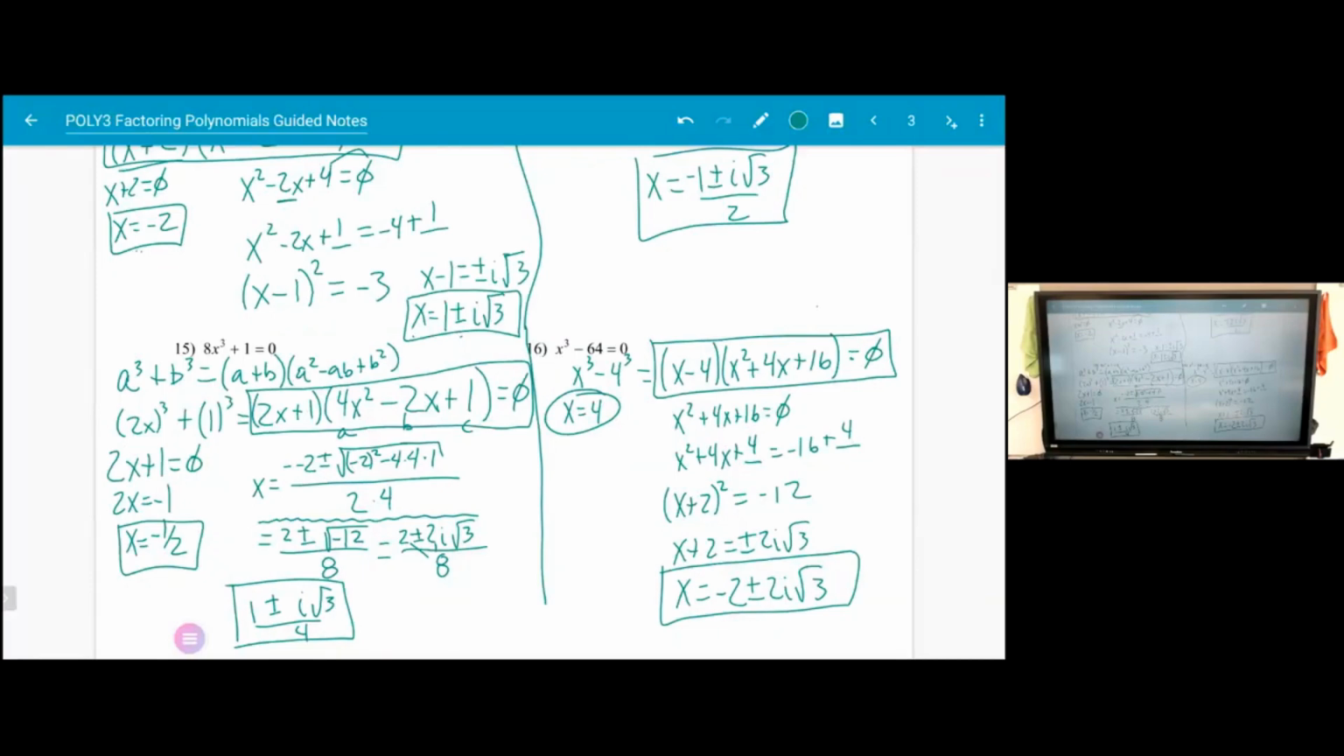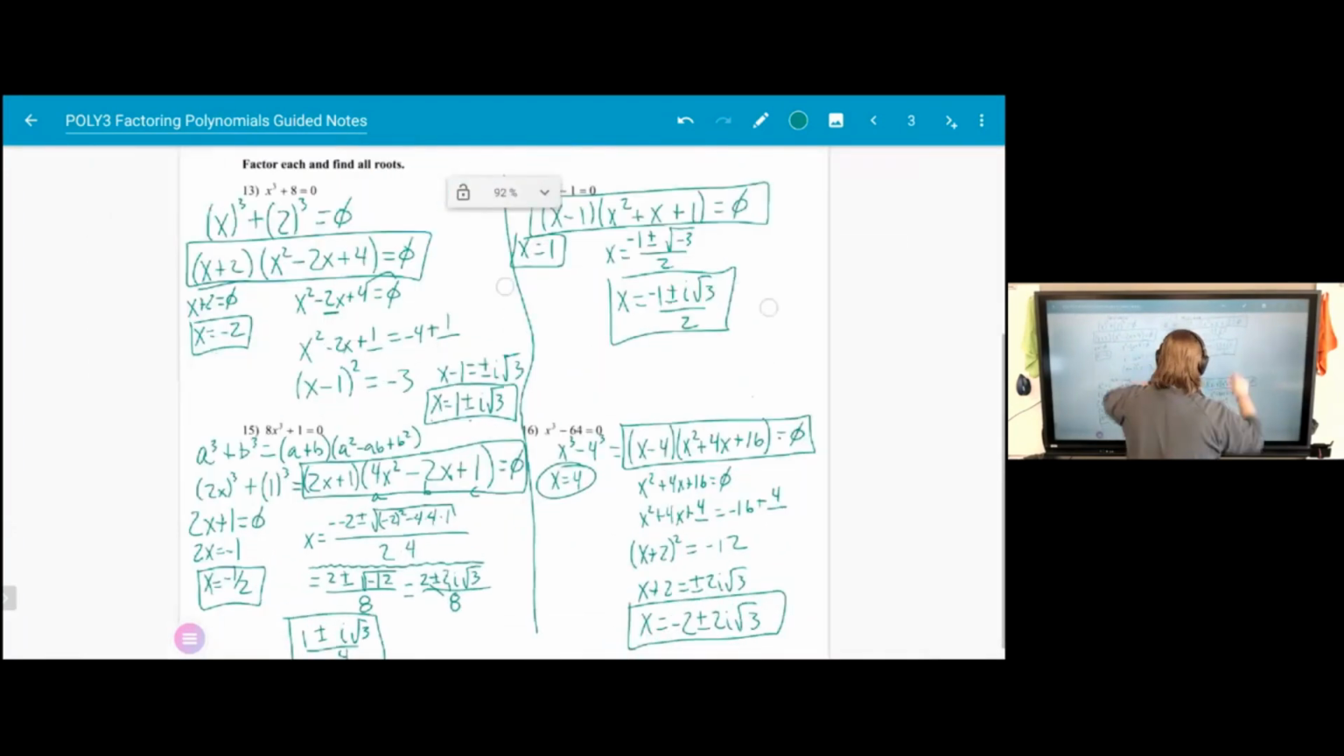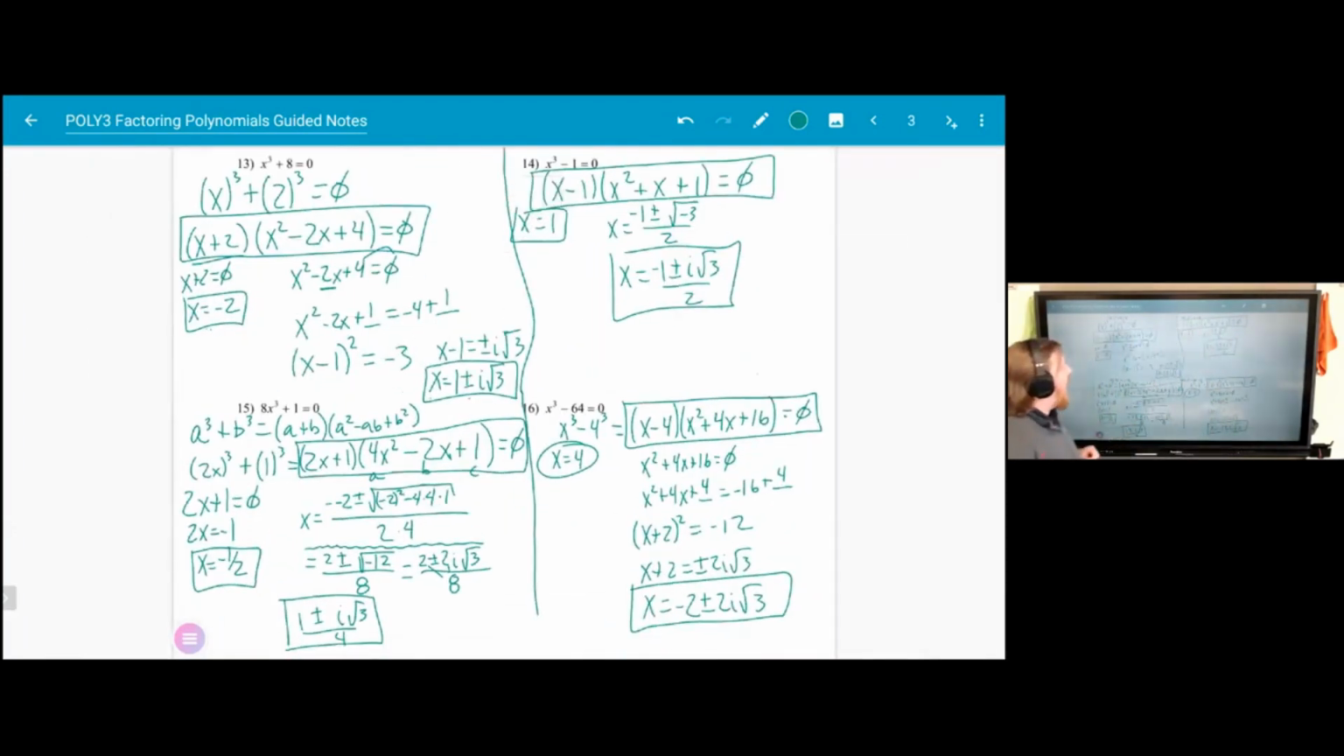And we're back. Holy cow. Let me go ahead and make this a little smaller so we can see both of them at the same time. So number 14, well, we end up here, factors to x minus 1 times x squared plus x plus 1 equals 0. We get x equals 1, and then I used the quadratic formula and found that x equals negative 1 plus or minus i root 3 divided by 2.